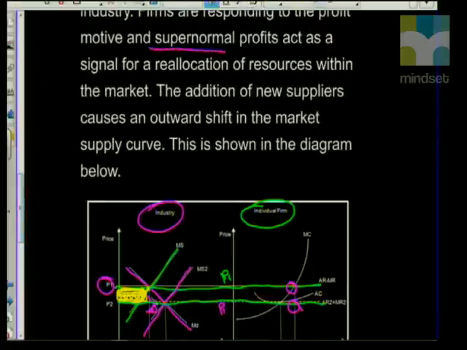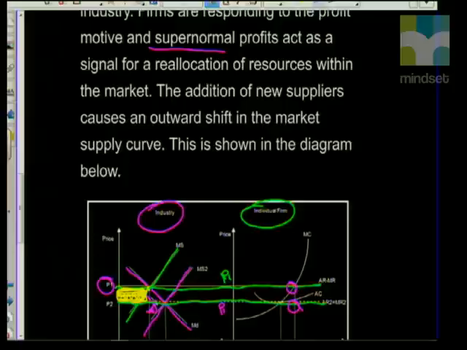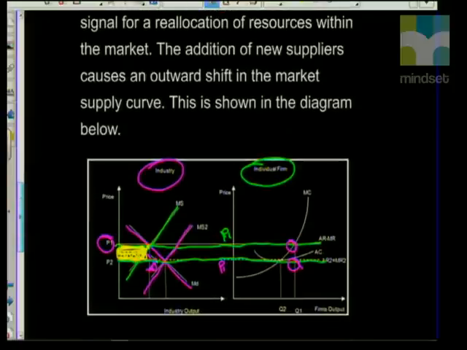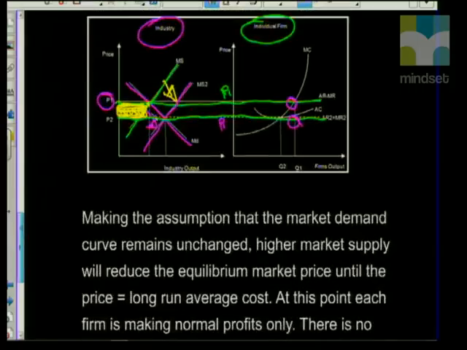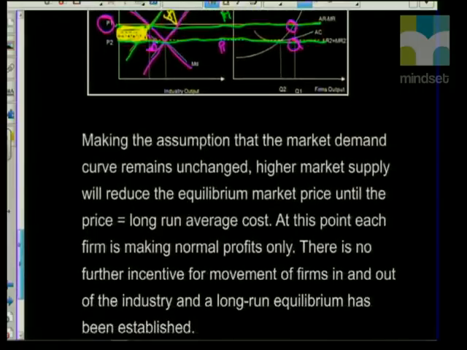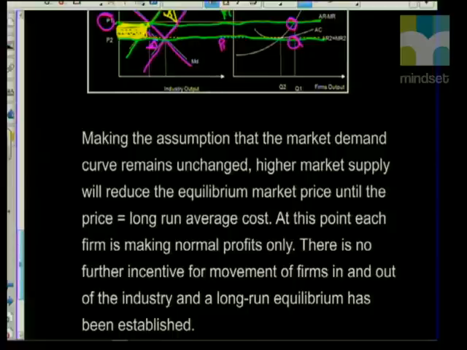People will react to the opportunity as a signal for a reallocation of resources. That means currently I am using my resources to offer a certain service or a certain product. But there is an opportunity to make more profit in a different area. And I might take my resources and use it differently. The addition of the new supplies causes an outward shift. The outward shift refers to the increase in supply that I indicated here. And this is shown in the diagram below. The rest of the discussion is making the assumption that the market demand curve remains unchanged.